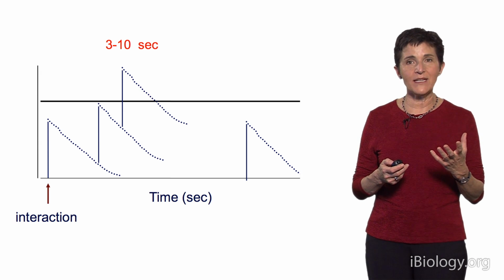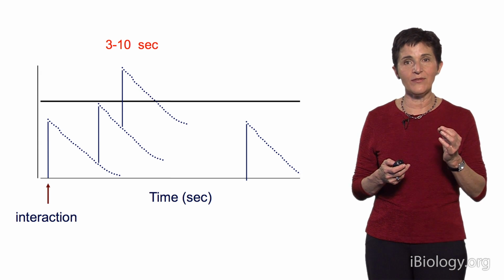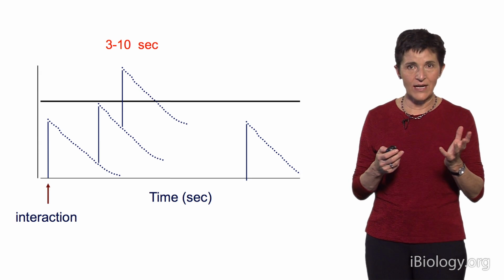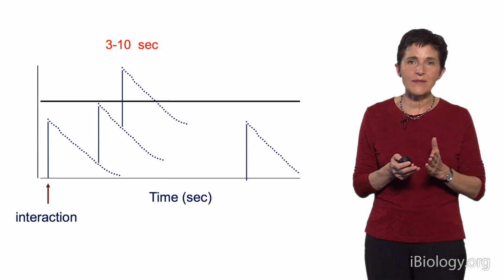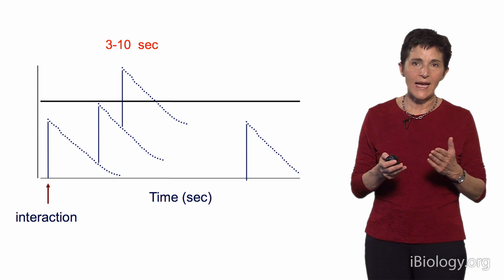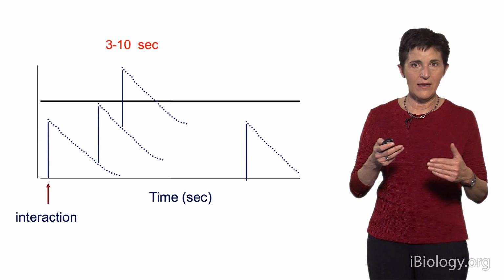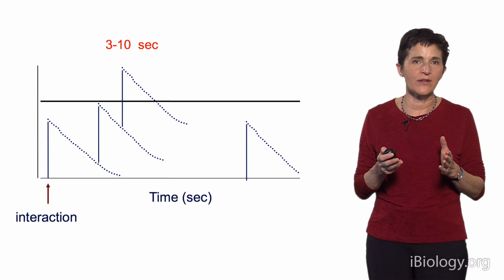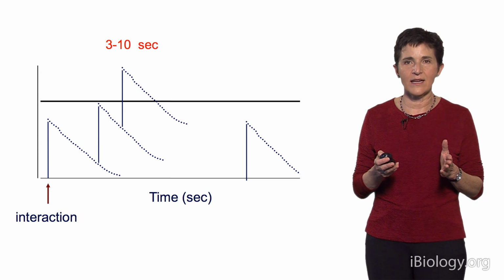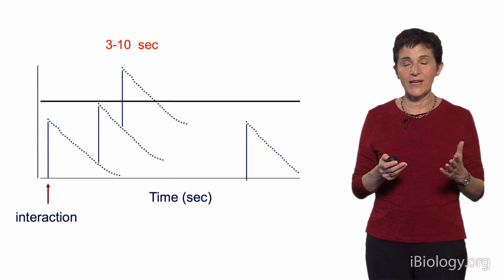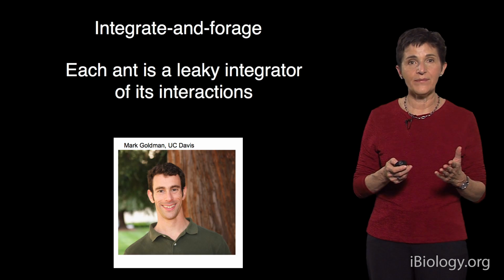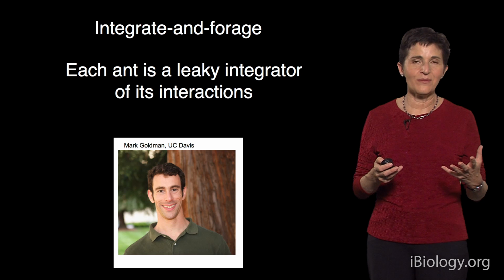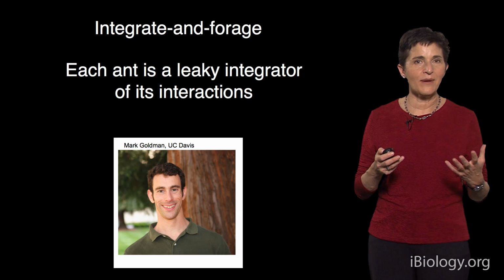From our experiments in which we can manipulate the rate of interaction by using beads coated with extracts of hydrocarbons, it seems that the period over which an ant is responding to interactions, the period over which an ant is accumulating its experience of interactions, is about 3 to 10 seconds. This is very analogous to the way that neurons work. So we're using integrate and forage models by analogy with integrate and fire models.